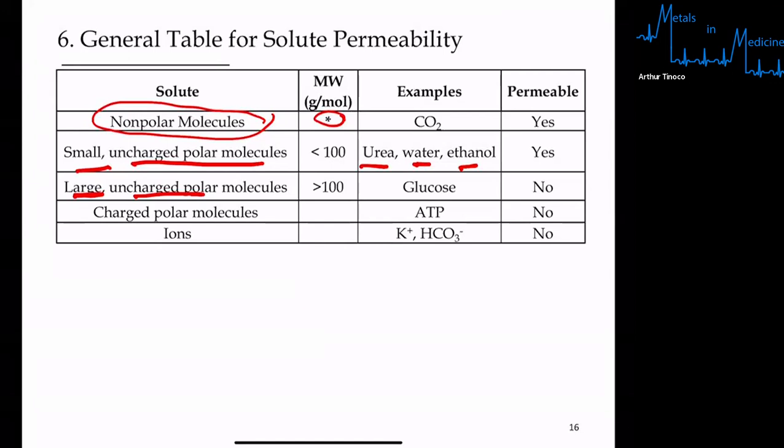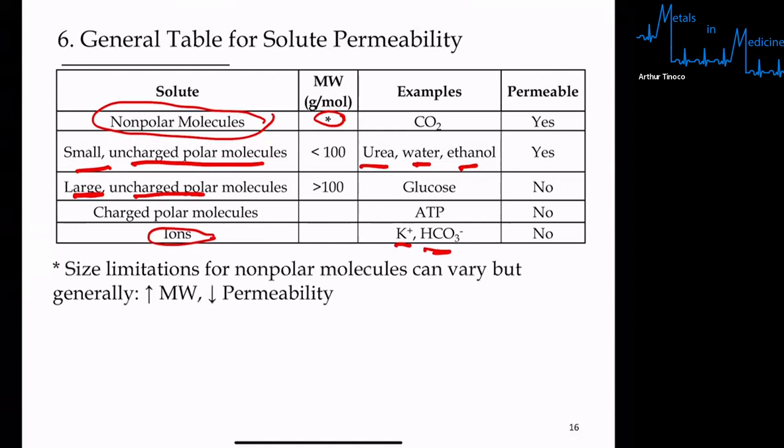So there are glucose transporters that are essential for the movement of glucose. You have things like ATP, which is a charged polar molecule that's also not permeable, even though that's a very important molecule. And you have ions, which can be as simple as just a potassium ion or something like bicarbonate, that are also not permeable. So there's going to be something that helps facilitate their movement.